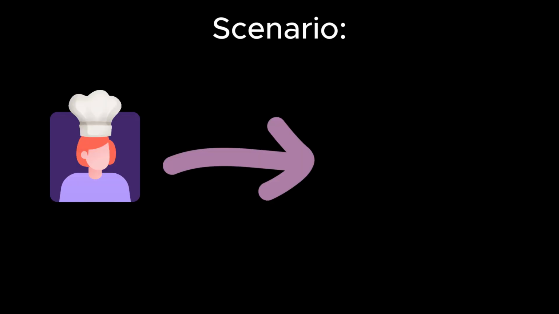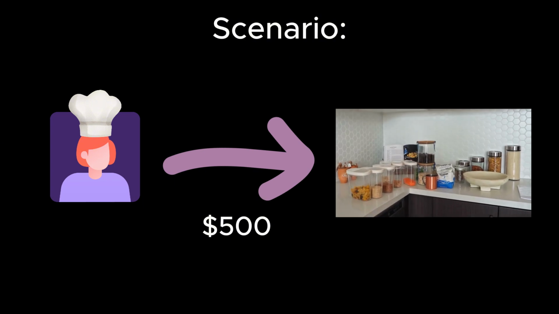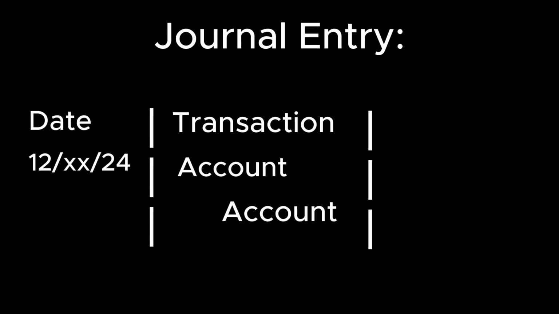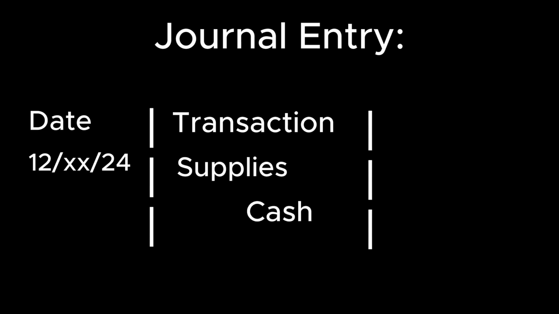Here's the scenario. Sarah, who owns a bakery, buys $500 worth of supplies and pays in cash. Let's record this transaction step by step. First, identify the accounts involved. Supplies, an asset, are increasing. Cash, also an asset, is decreasing.